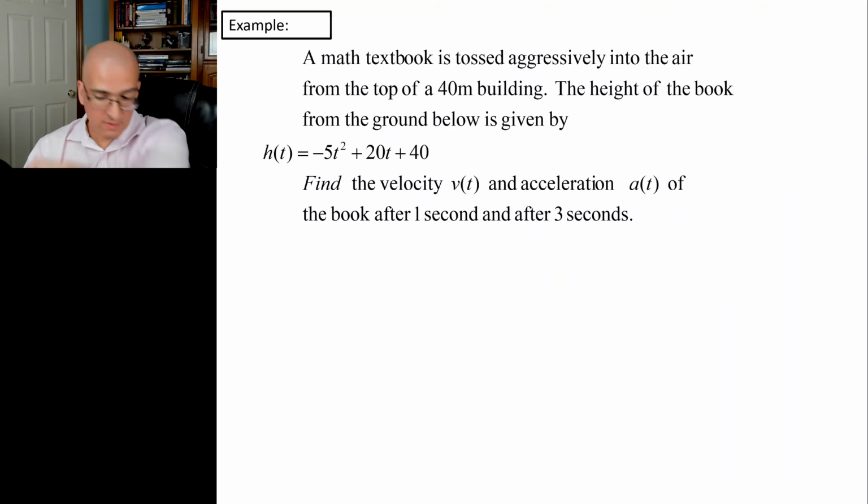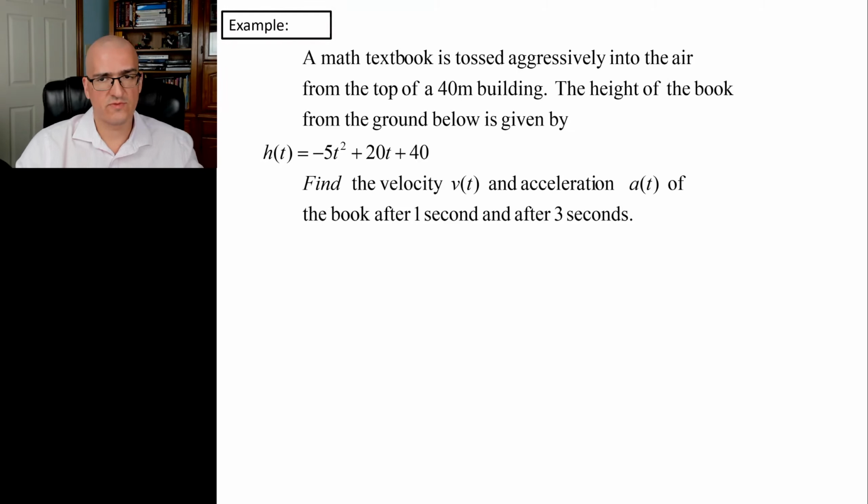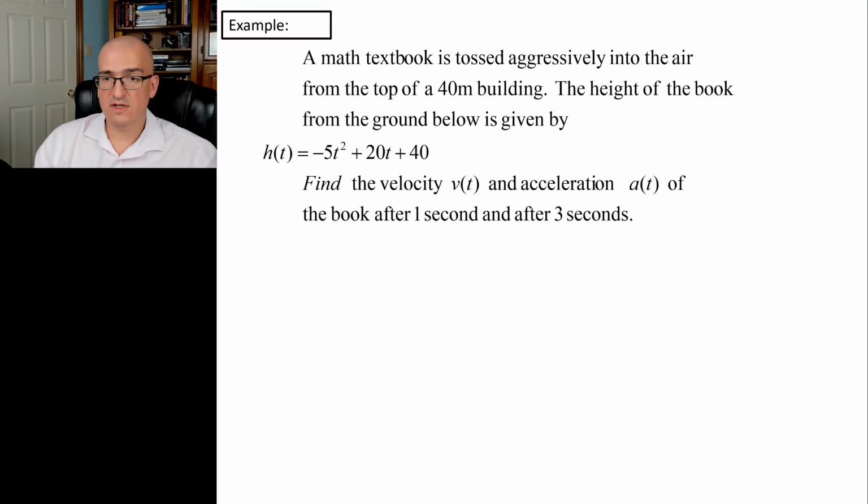So, a concrete example. You may not even be able to do this one this year if all you have is an ebook, because that would mean throwing your computer up in the air. It's a great loss. A math textbook is tossed aggressively into the air from the top of a 40-meter building. The height of the book from the ground below is given by h of t is equal to minus 5t squared plus 20t plus 40. Find the velocity and acceleration after 1 second and after 3 seconds. So we're going to have some derivatives to do and some evaluations to do.